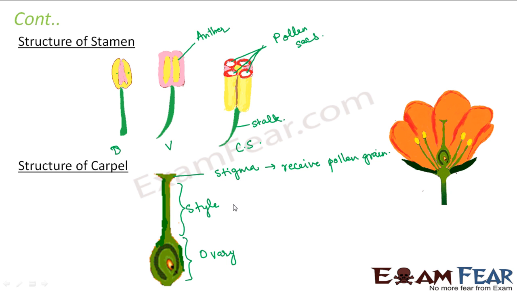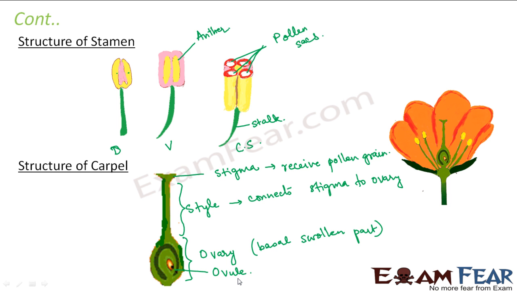Style, what does style do? Style connects stigma to ovary so that the pollen grains can travel through the style and then reach the ovary. And what is ovary? It is the basal swollen part. Inside this ovary is present the ovule. So inside the ovary you see this structure which is known as ovule.